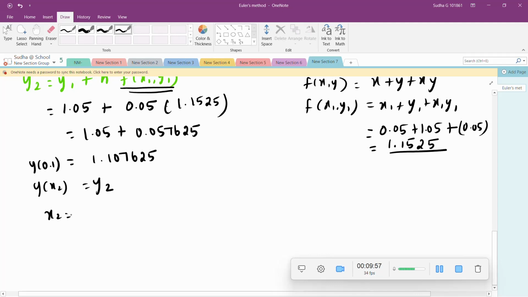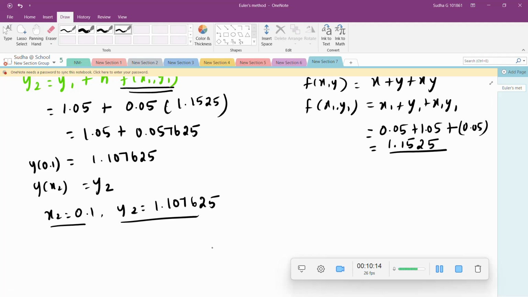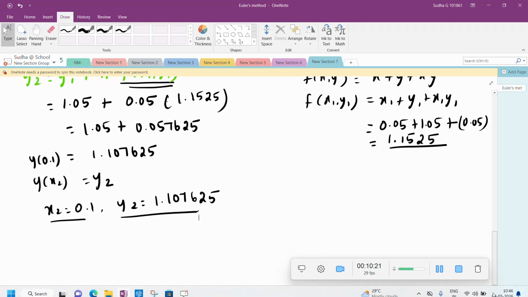So x2 value 0.1, y2 value 1.107625. In case if we need to find out y3 using x2 and y2 values, need to find out y3.